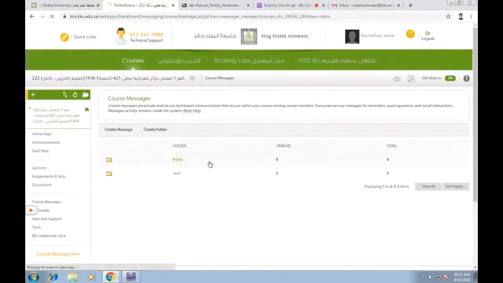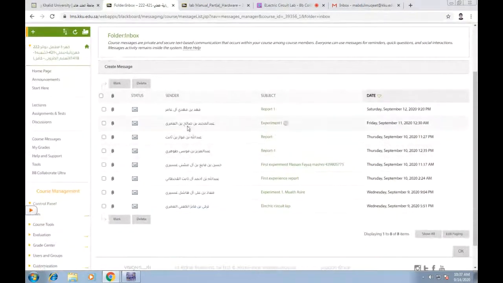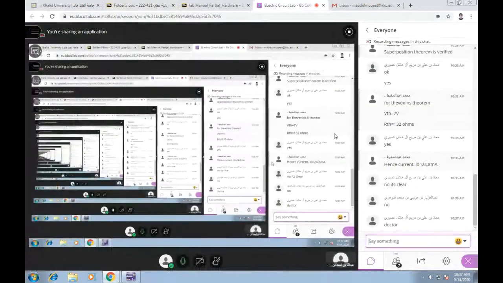Also I have seen that only 8 students have submitted the report. The remaining 3 students have not submitted. These are the students who have submitted the reports: Fahad, Abdul Majid, Abdullah Fahaz, Abdul Aziz, Hassan Fai, Abdullah Ahmad, Muaz, Turki Faiz. So the remaining students who have not submitted the lab report will get 0 anyhow.